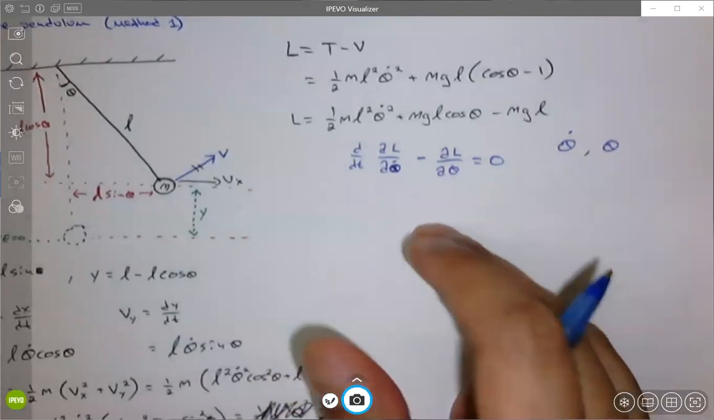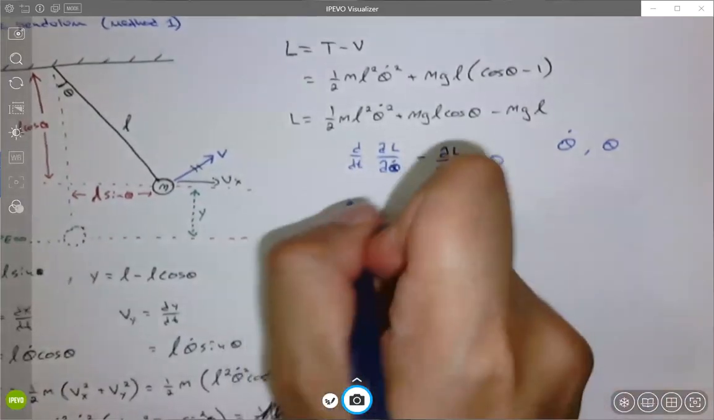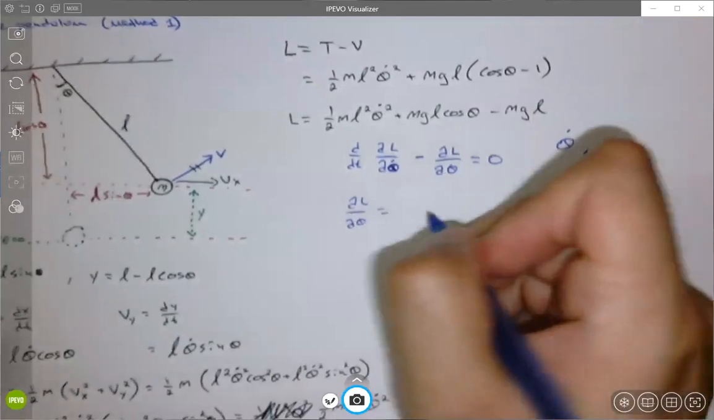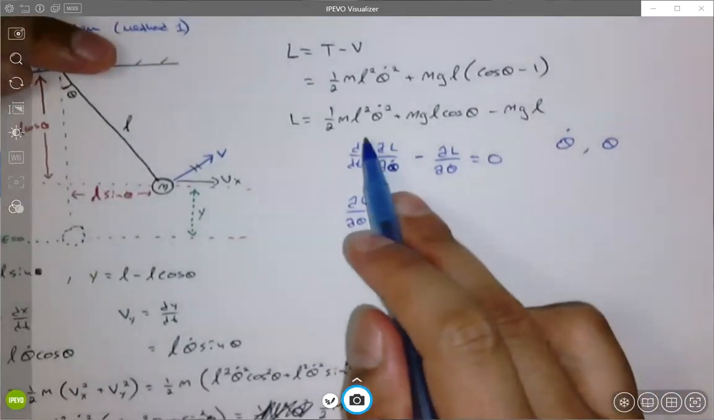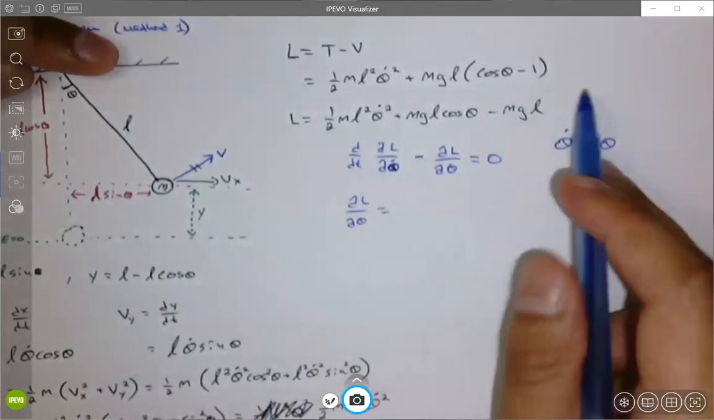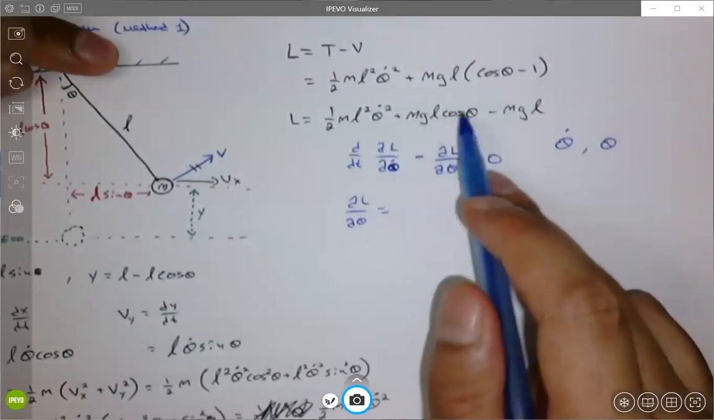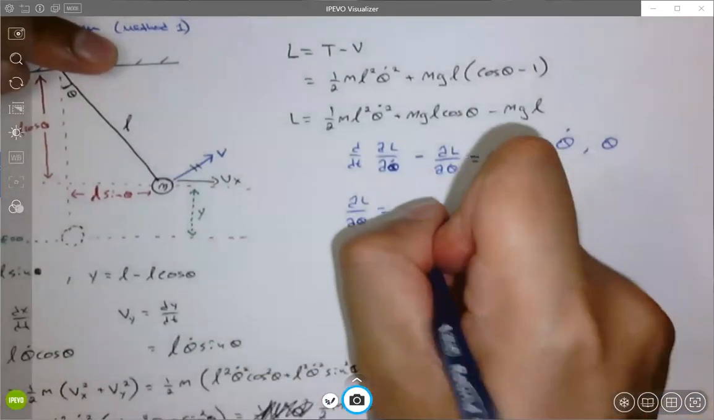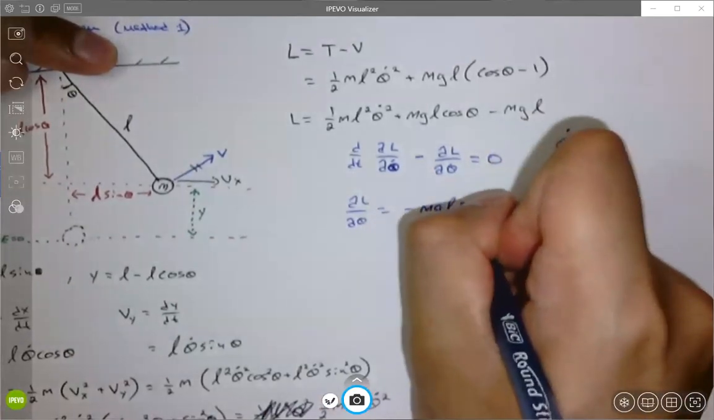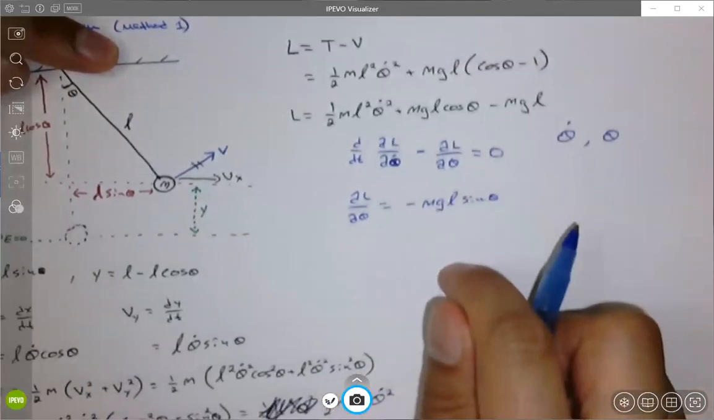Which one should we start with first? Let's do this term because we don't have to do two different derivatives. So dL over d theta is equal to, looking over here, there's no theta term here, that's a constant, gone. There's no theta term here, that's gone. There's a theta term here. The derivative of cosine is negative sine, so we end up with negative mgl sine theta. Okay, so we've solved for this term, which we'll plug in later.